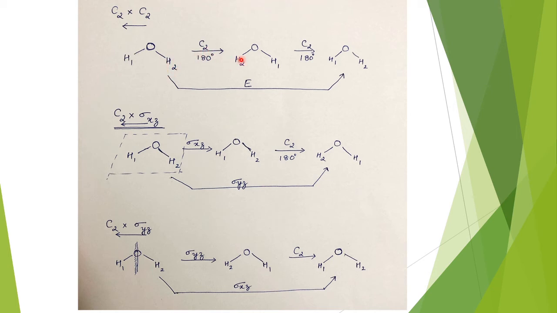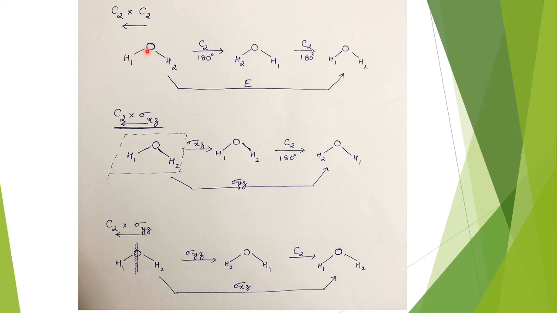After rotation, the hydrogens have interchanged their positions. We have H2 on the left hand side and H1 on the right hand side. Again you are rotating through 180 degrees, and you have H1 on the left hand side and H2 on the right hand side. Now what will we compare? The first orientation and the last orientation.